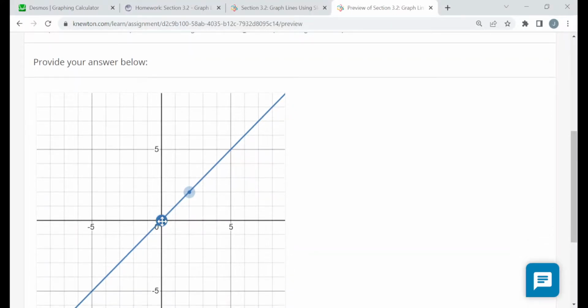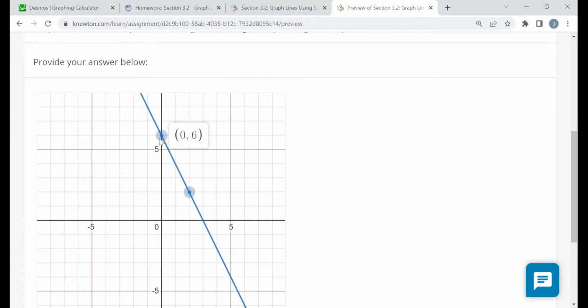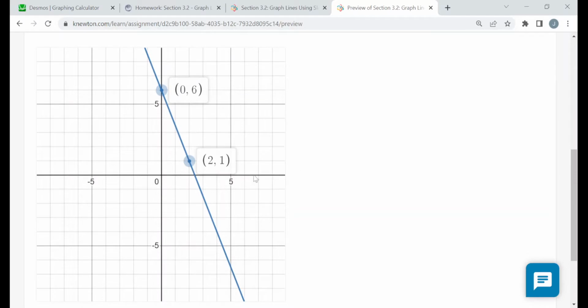So here's the point, here's the y-intercept, right? 0, 6. And then if I go down 5, right 2, I'll be at the point 2, 1. Right? The y-coordinate got decreased by 5, and the x-coordinate got increased by 2. Right? Down 5, right 2. And there you go. And you can double check that this is a solution.